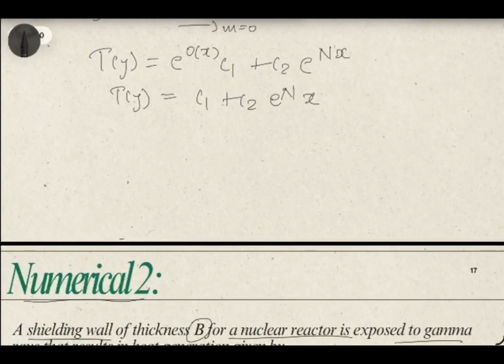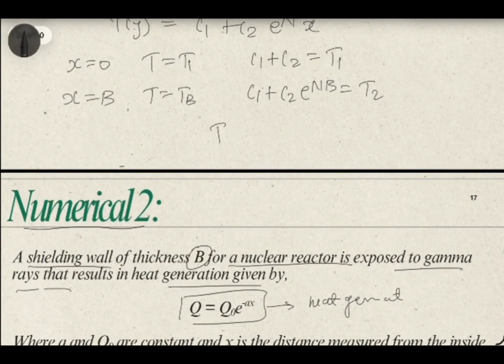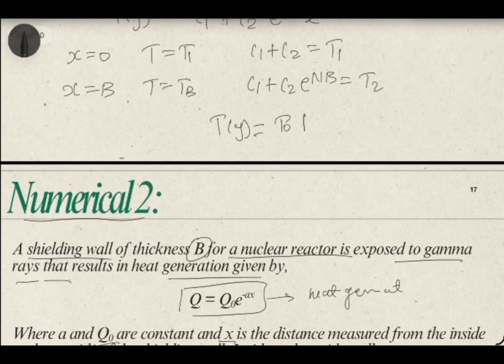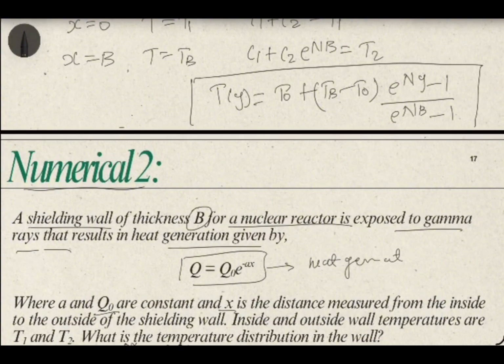So now we have two boundary conditions. At x equal to 0, we have temperature T as T0, and at x equals to b, we have temperature T equal to Tb. So on solving, we get c1 plus c2 equals to T0, and c1 plus c2 e to the power nb equals to Tb. On solving this, we can get the temperature profile as Ty equals to T0 plus Tb minus T0 e to the power ny minus 1 upon e to the power nb minus 1. So this is our required temperature profile.